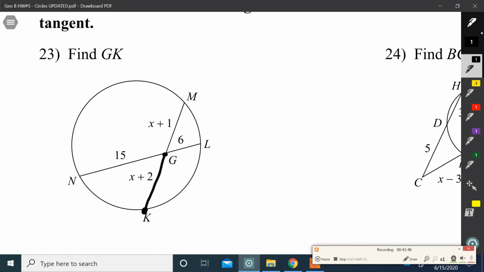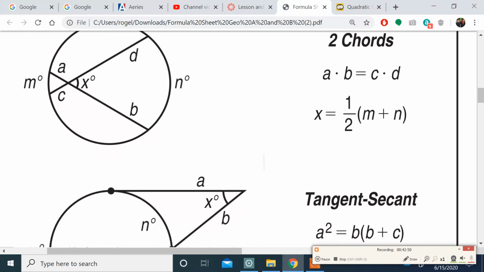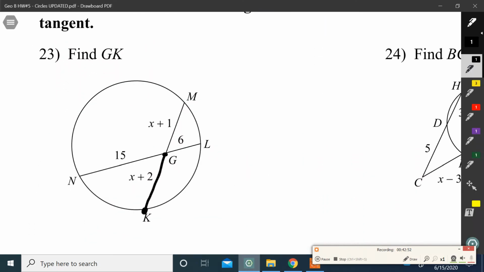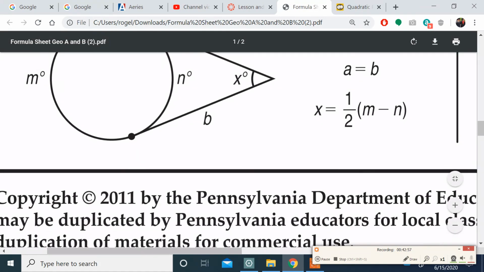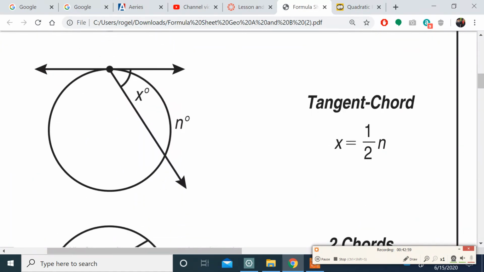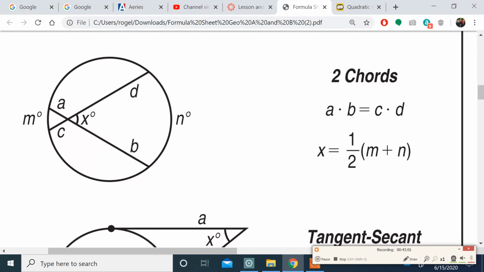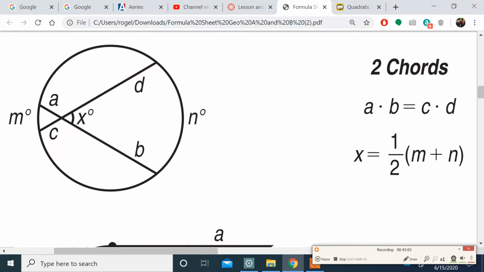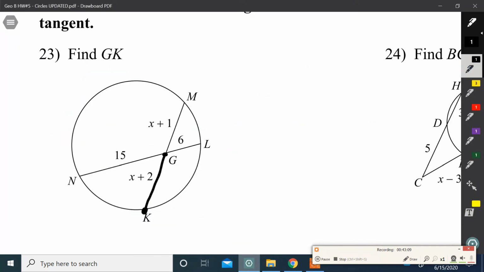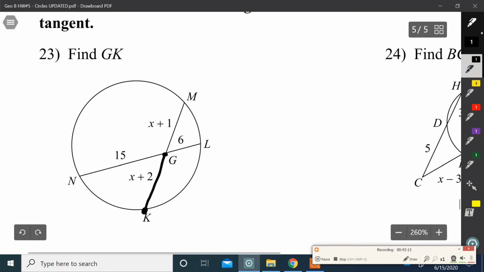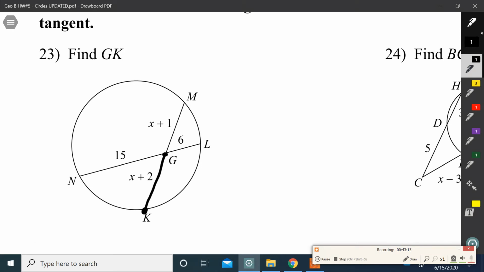So in here, I'm going to look at my formula sheet and look for something that looks similar to that. As you can see, those are two chords. So the formula that I need is this one right here: A times B is equal to C times D. So I go back to my formula sheet and say, hey, A times B, and I'm going to pull it up on my other computer here.